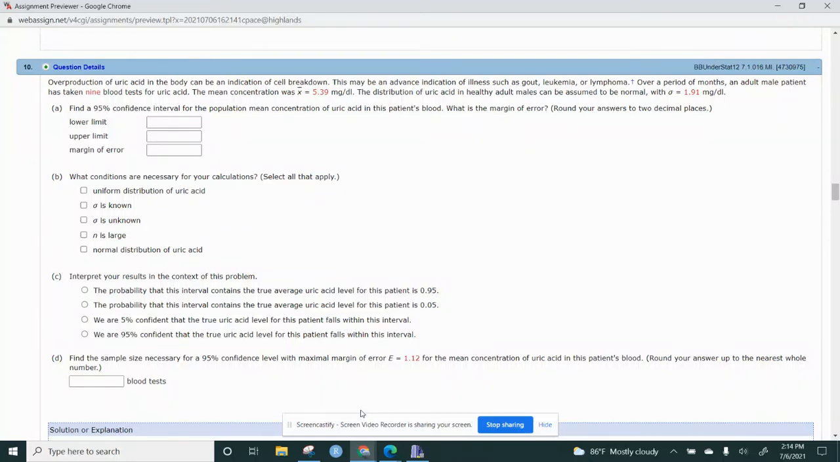Okay, so I'm going to do number 10. If you are confused with what I do in number 10 because I don't have the formulas here, go back and look at number 9 because that will definitely help you.